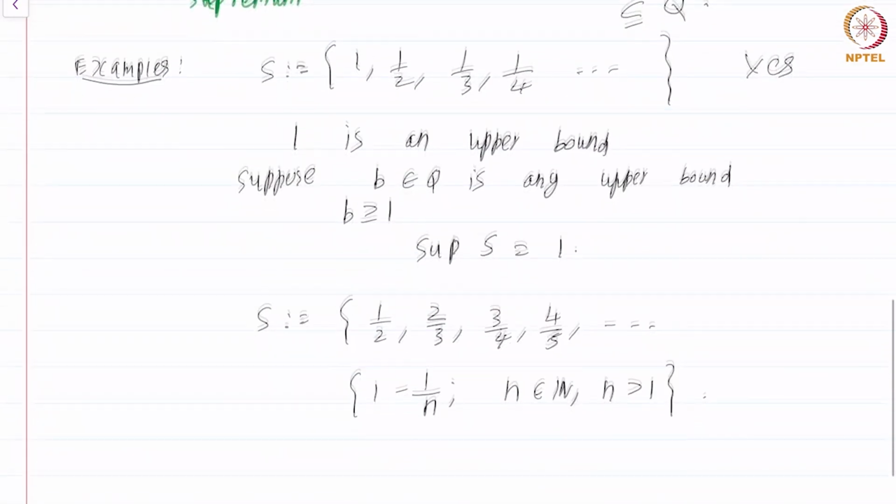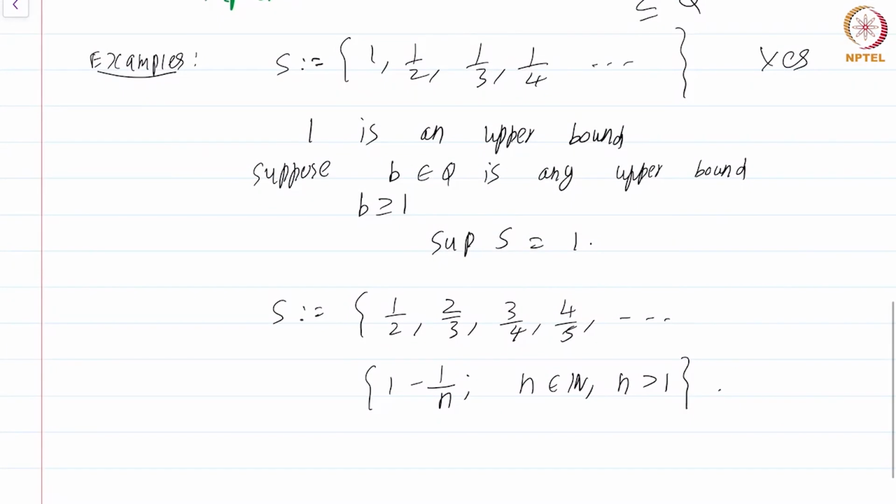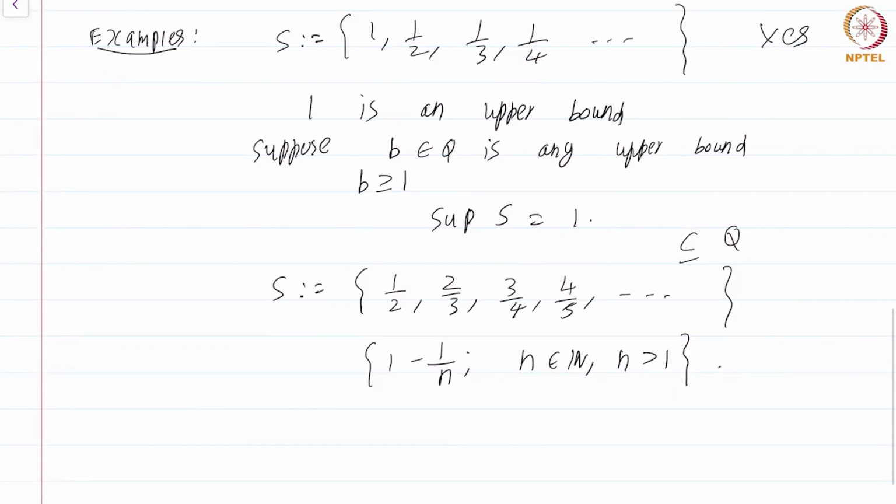Okay, it's a collection of all numbers. Again, I will take this as a subset of Q. It's a collection of all numbers, half, 2/3, 3/4, 4/5, and so on. Essentially 1 minus 1 by n. Now, what is the upper bound? What is an upper bound for this set? And does it really have a least upper bound?